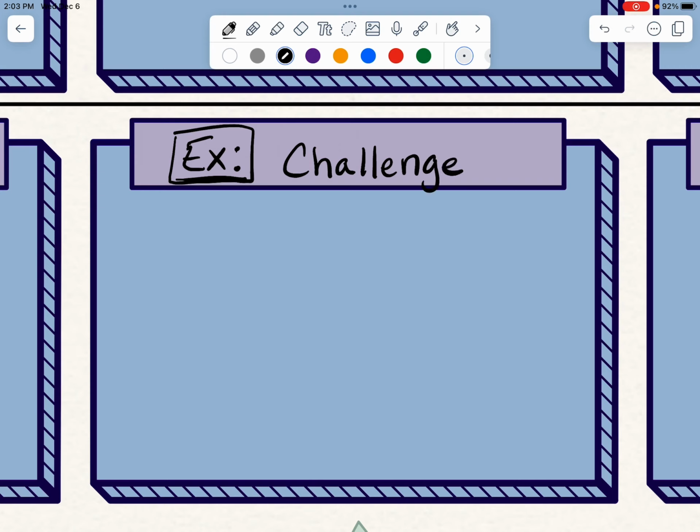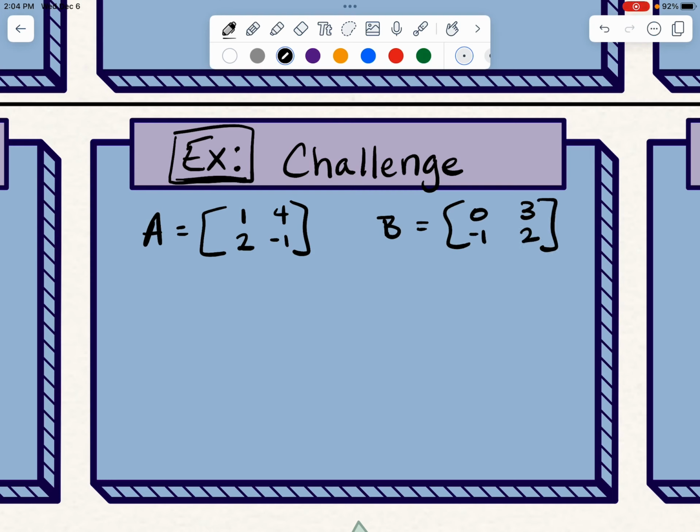If you would like to press pause on this video and try to solve it to see if you want to challenge yourself. If not, you can just continue watching. But I would encourage you to pause it, try this out, and then see how you did with your solution. So let's say that matrix A is equal to 1, 2, 4, and negative 1. And matrix B is equal to 0, 3, negative 1, and 2.